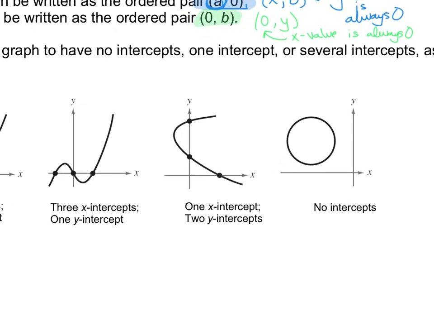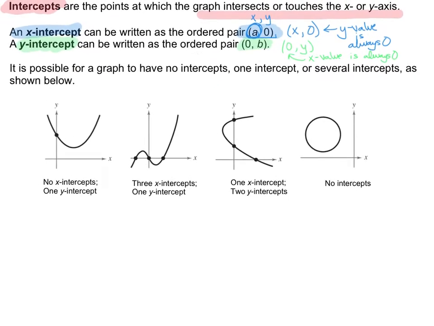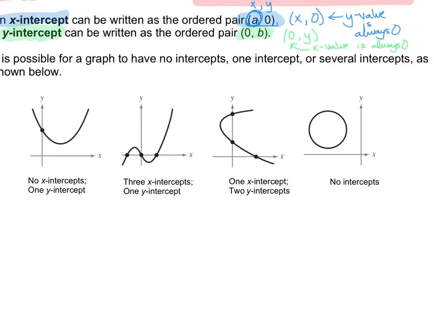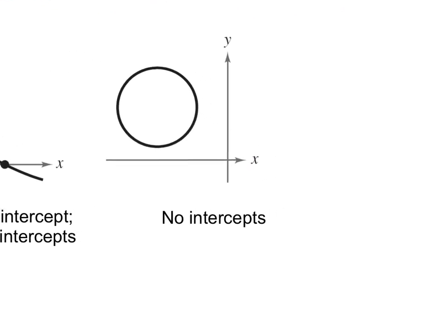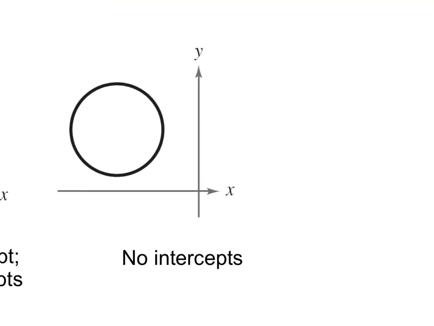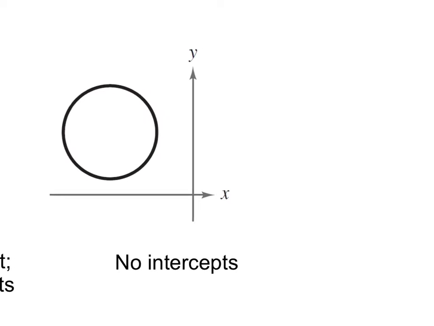And then when you see different graphs, it's possible for graphs to have different scenarios. So there could be no intercepts at all. You could have one or you could have several. So there's some examples down here below. And I'm going to actually start on the right side here, which is not quite normal. But here's an example where you don't have any intercepts. This circle does not touch the x-axis and it does not touch the y-axis. So there's no real numbers for us to use there.